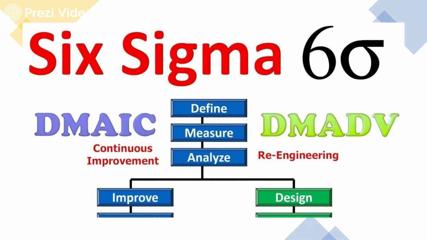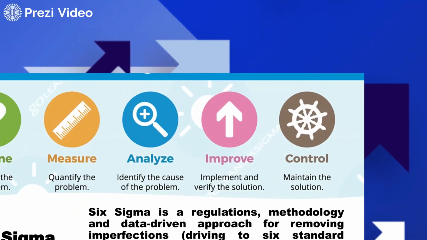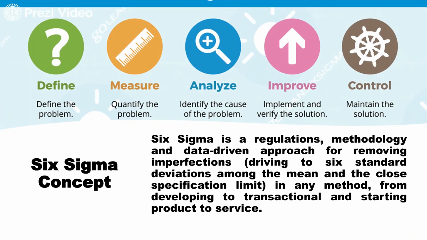There are two components of the Six Sigma concept. First is DMAIC and second is DMADV. We are going to discuss them one by one in detail and try to understand the difference between both of them. So let us first begin with the term DMAIC. Here there are basically 5 components of the DMAIC system.